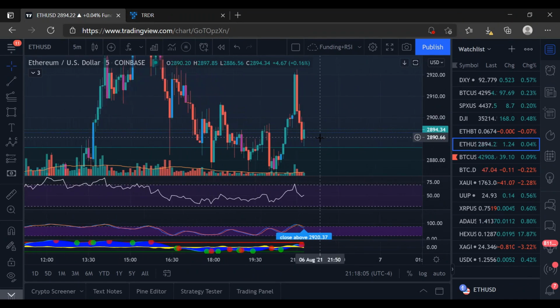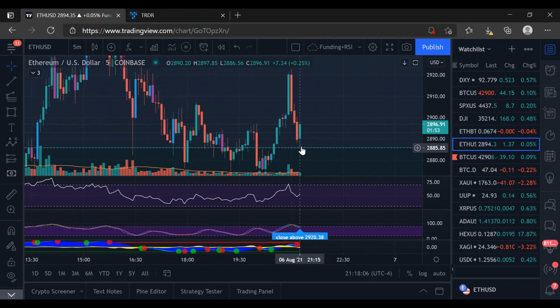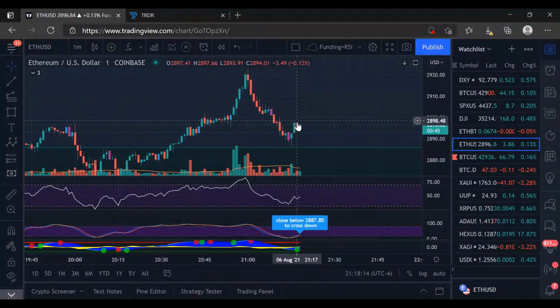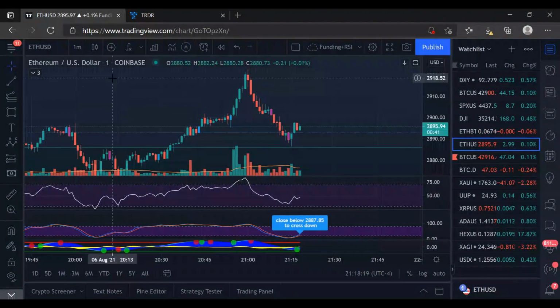So look at that. Came below the daily open, popped up above it. Check the 1-minute chart and see how it interacted with it. Exactly. Look at that. It comes right back to the daily open, finds support on the daily open. Yeah, that looks like it might go up from here.